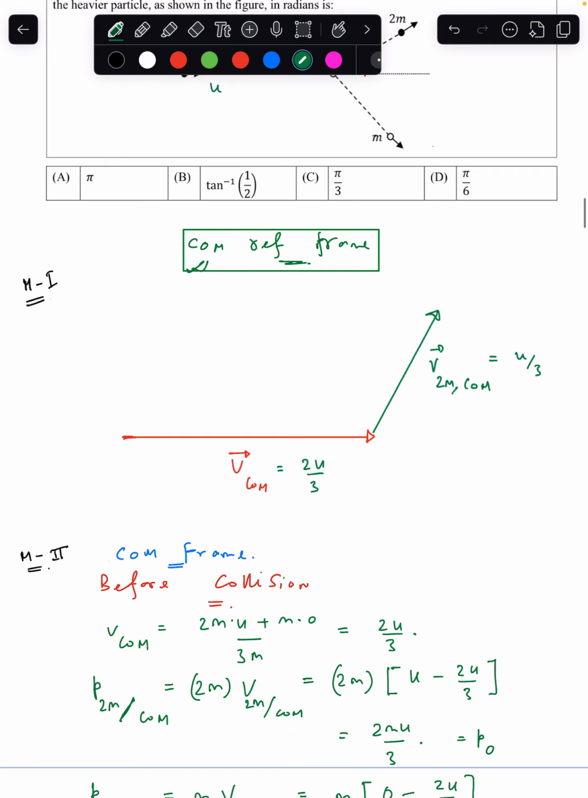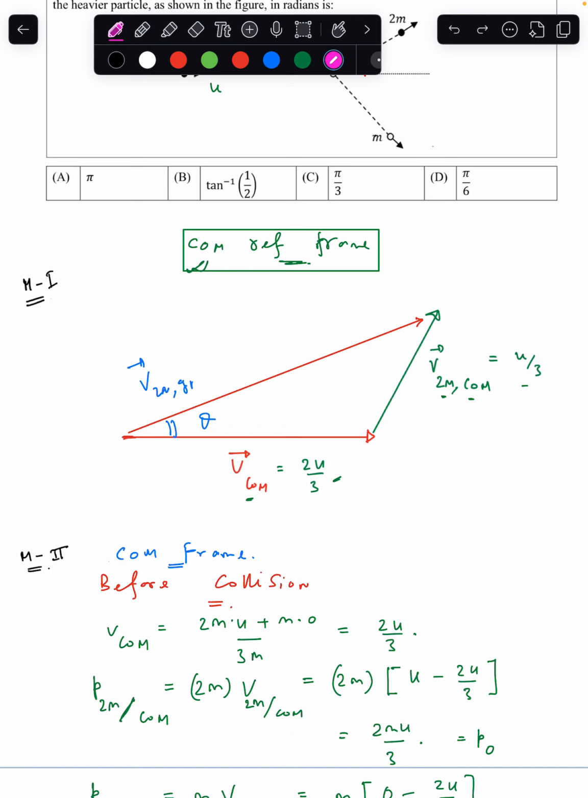There, if you watch the video, you will see this is the velocity of the center of mass, which is given to be 2u/3. This is the velocity of 2m about the center of mass, which is u/3. And this is going to be the resultant, the velocity of 2m with respect to the ground, this vector, and this is the angle theta over here, that is the angle of scattering. If you watch the video completely, what you will observe is that this particular value remains constant. So this is a constant vector.